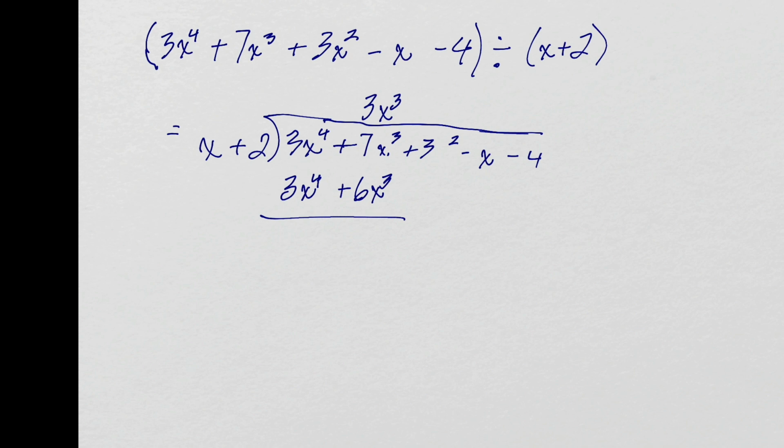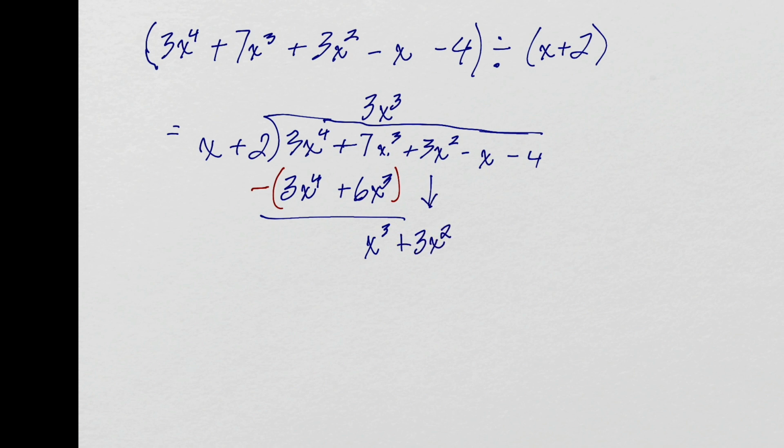So subtract. And we have to remember that we are subtracting both of these terms, the 3x to the fourth from 3x to the fourth and the 6x cubed from 7x cubed. So let's go ahead and do that. I get 1x cubed when I do 7 minus 3. Then I drop, looks like I was missing a value here. Then I'll drop my 3x squared.